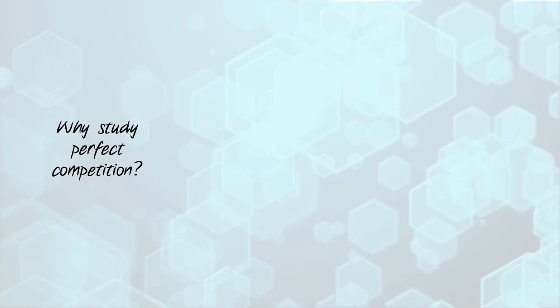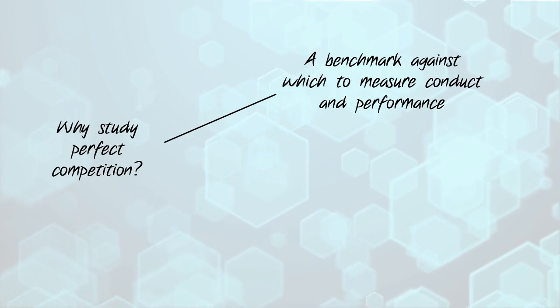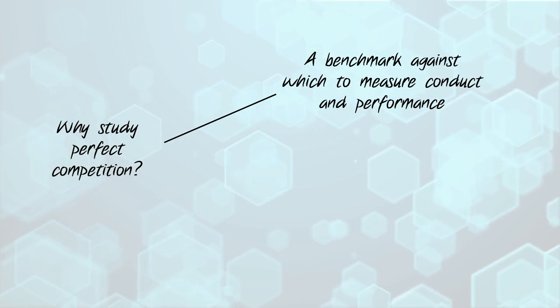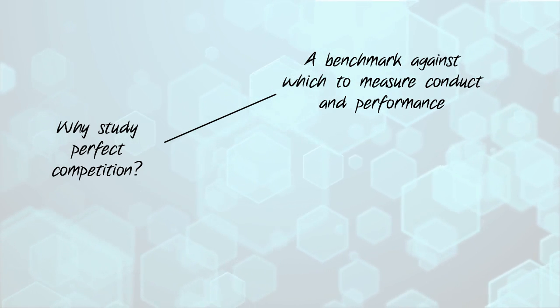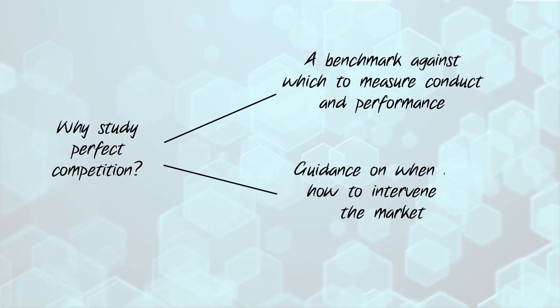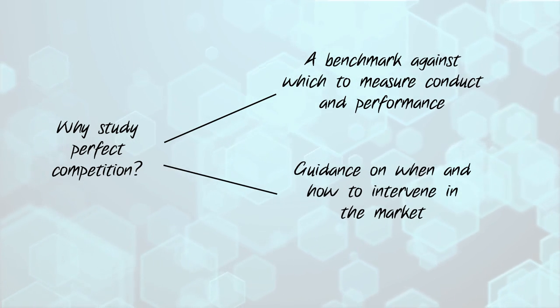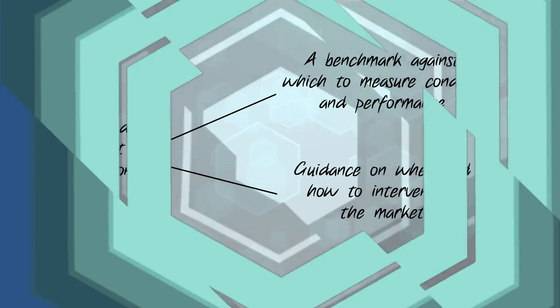So you might ask, if perfect competition only very rarely exists in its pure form, why do we even bother to study it? Well, for one thing, perfect competition gives us that aforementioned benchmark against which we can measure the conduct and performance of our other 3 main forms of market structure: monopoly, oligopoly, and monopolistic competition. At the same time, the perfect competition model also gives us appropriate guidance as to when and how to intervene in the market to correct market failures, as well as how to measure our success at doing so.